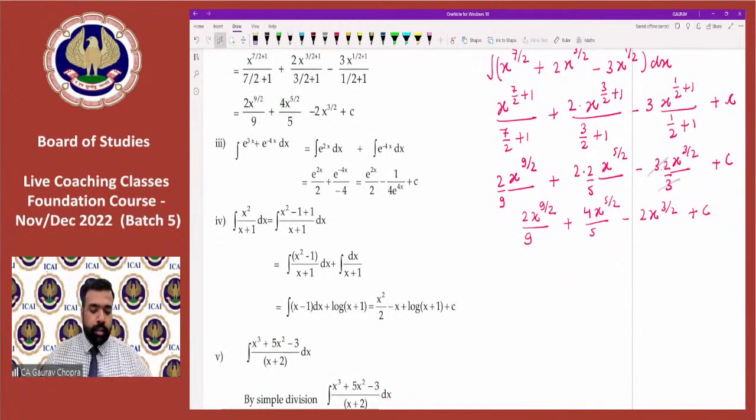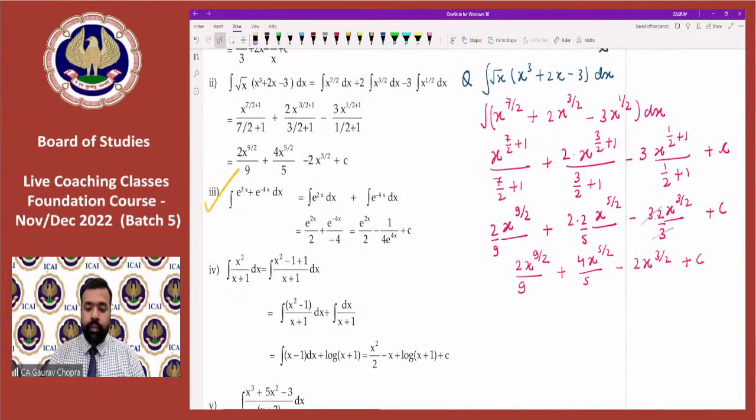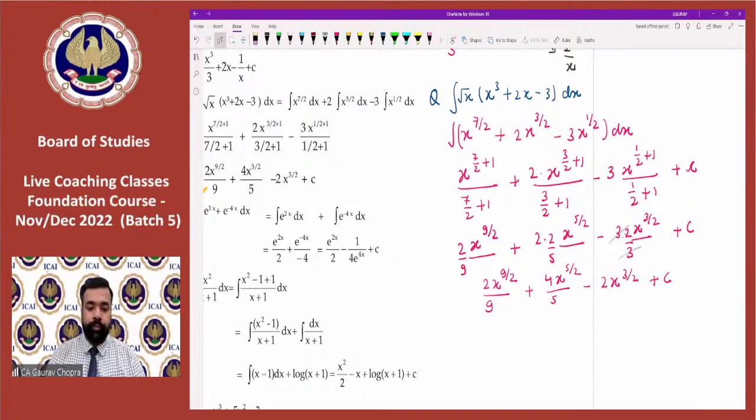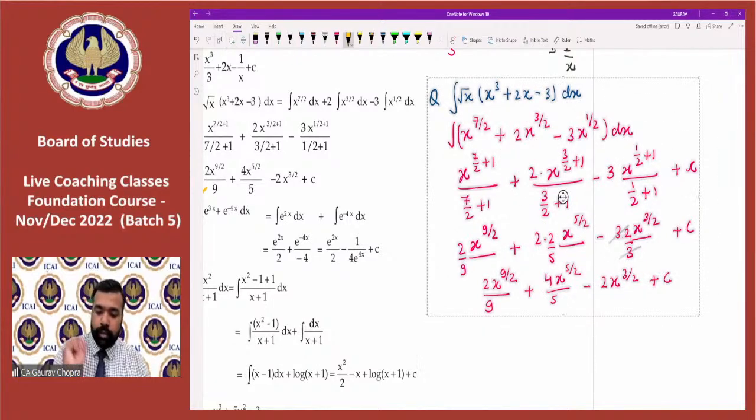Then the third example I think you can do. We have done this type of pattern. Now the fourth one. Let us try the fourth one now. X squared divided by x plus 1. So we can try that. Let's make some space here.